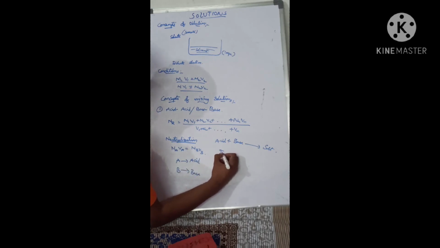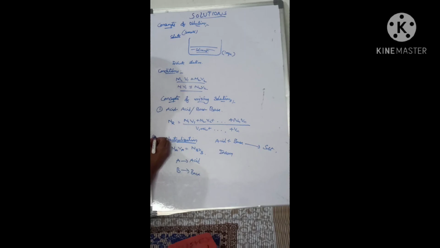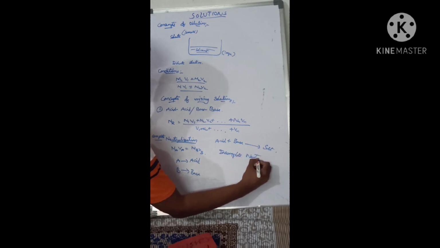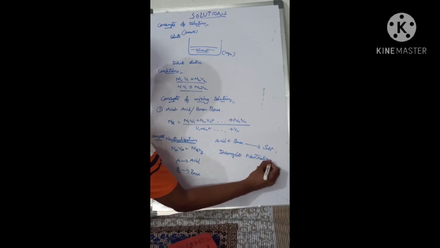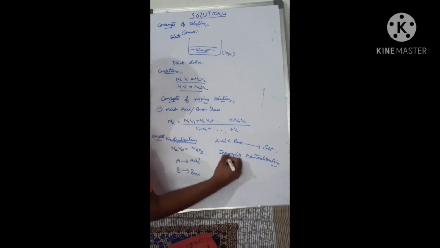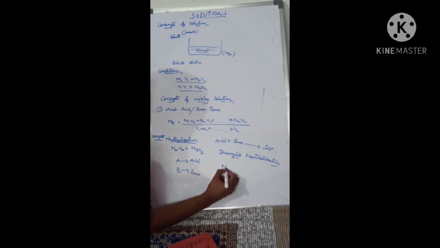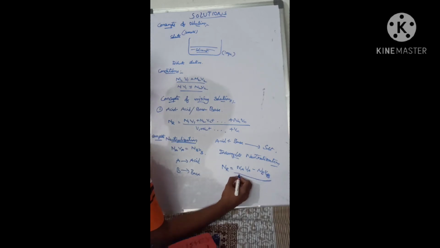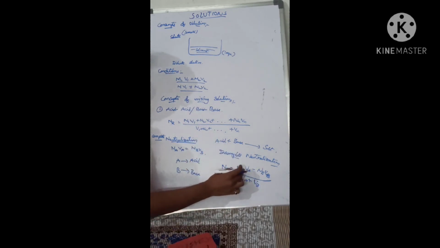Here it is a complete neutralization. If it is an incomplete neutralization, then the resultant normality will be NaVa minus NbVb divided by Va plus Vb, where A is an acid and B is a base. Okay?